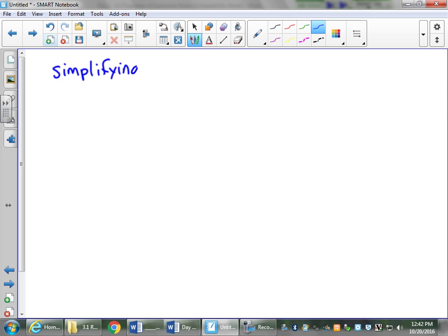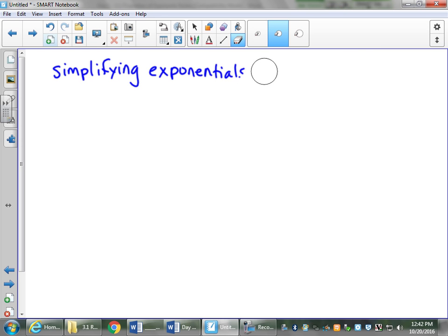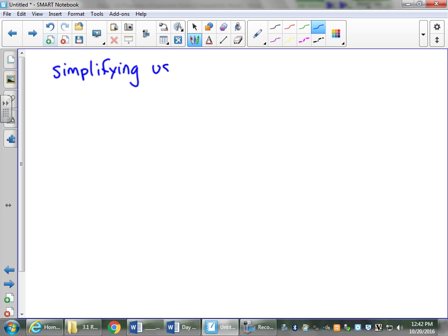Simplifying using the properties of exponents.